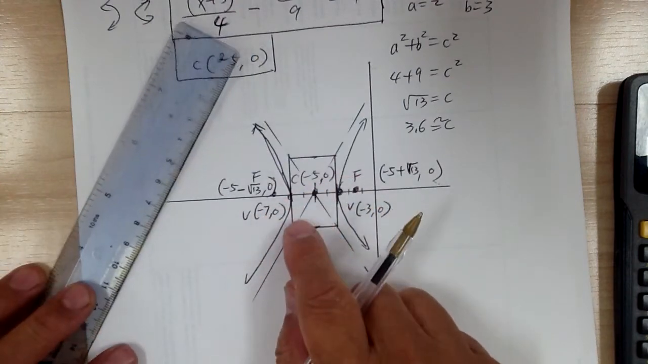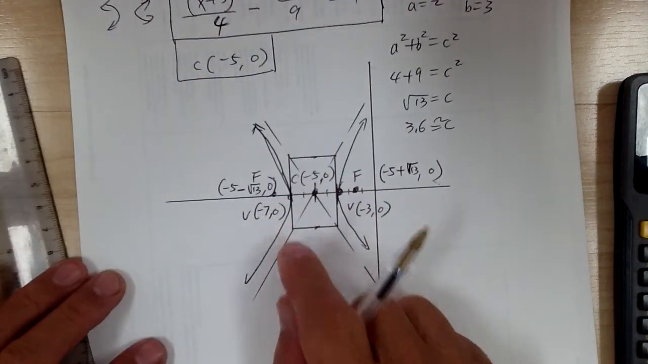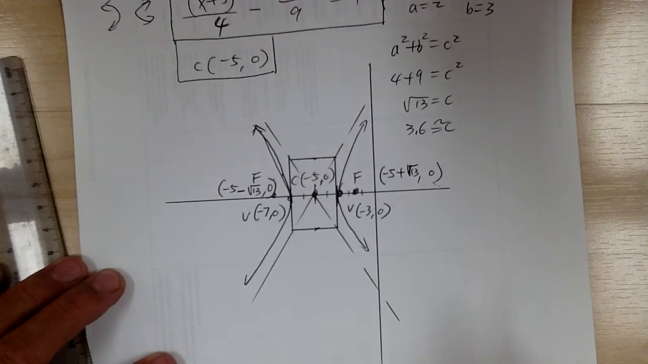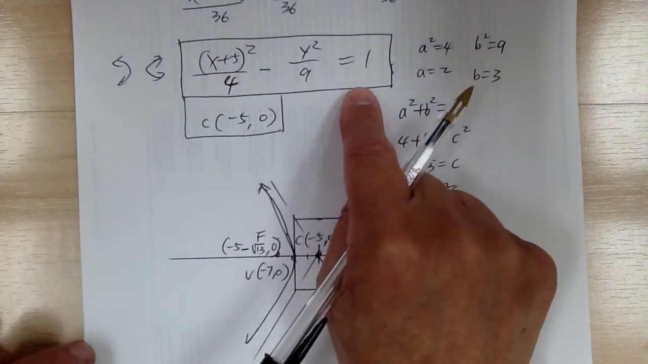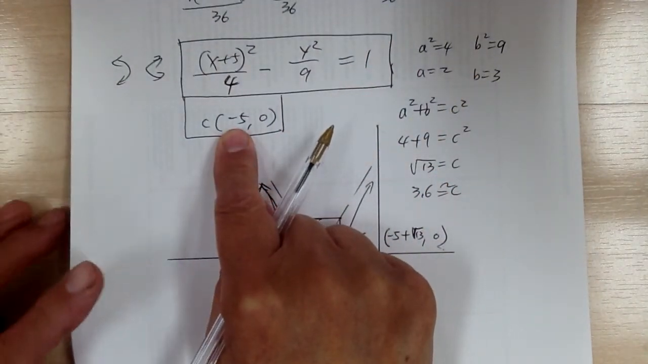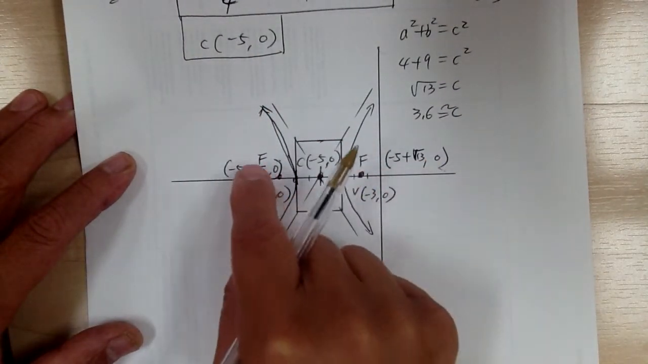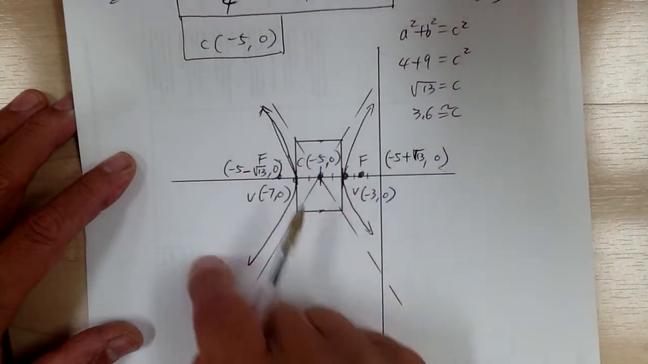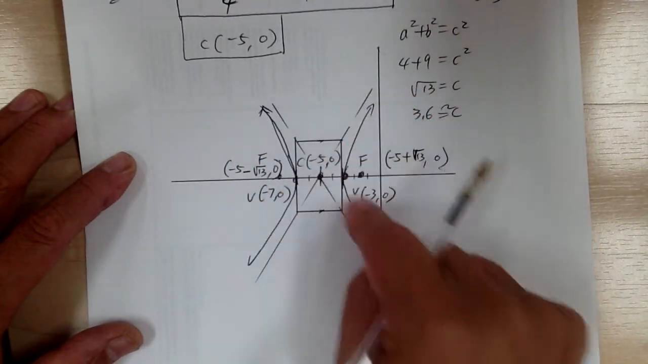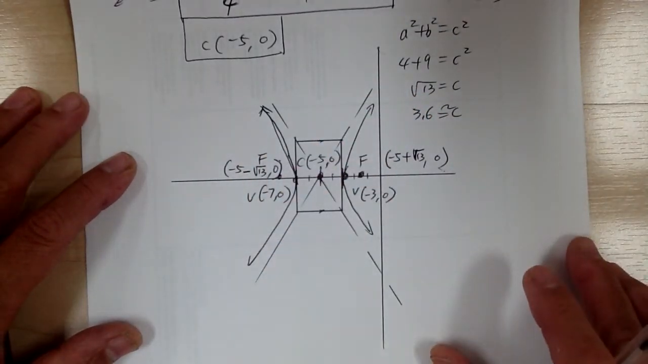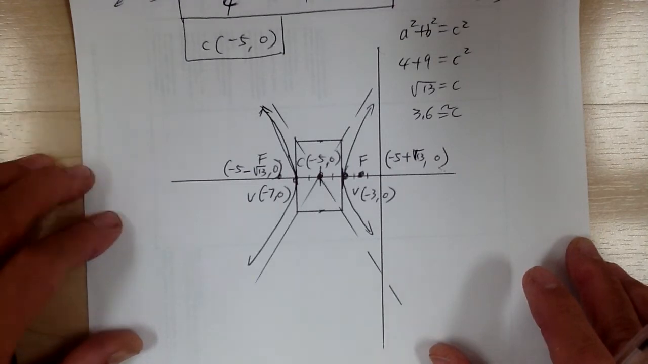Draw the asymptotes, sketch, and I can double check, make sure you have everything. So first, put in the standard form, got that. Find the coordinates of the center, so I have that. The vertices, so you have that. And the foci, so you have that. Draw the asymptotes, got that. Sketch the graph, got that.